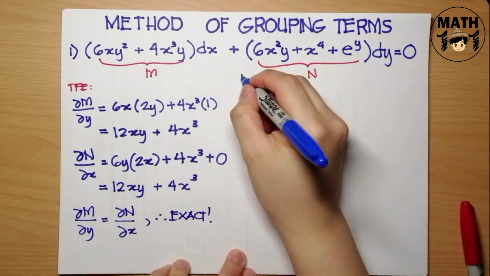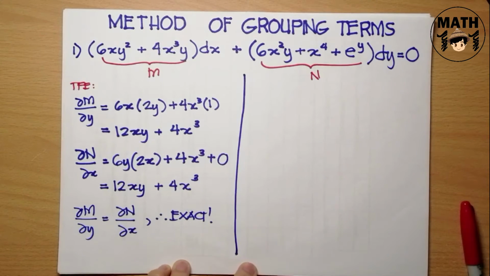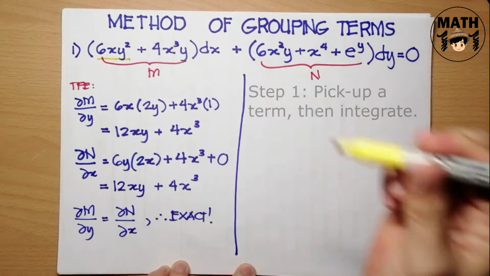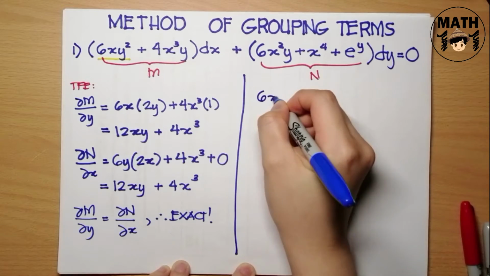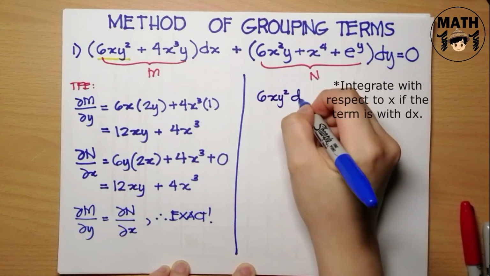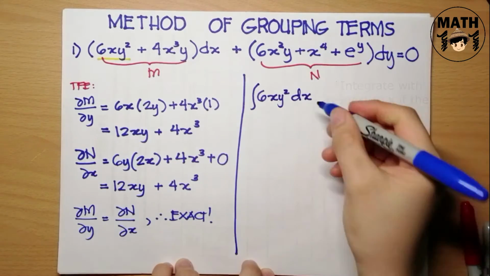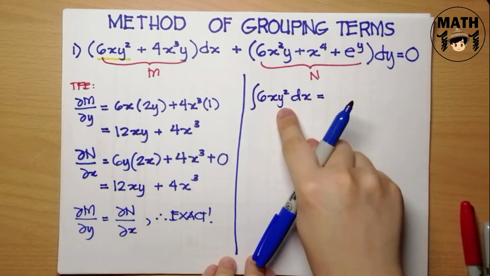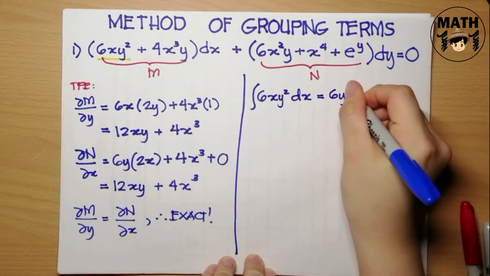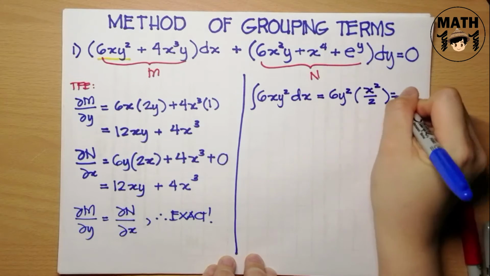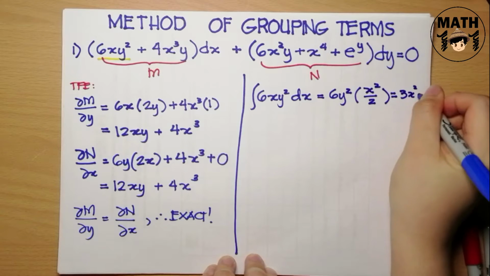How can we apply the method of grouping terms? The first step is to pick up a term, then integrate it. Let's pick up this first term, 6xy squared. Dahil kasama siya ni dx, i-integrate natin siya with respect kay x. So 6xy squared kasama si dx. This is equal to, si y squared ay taken as constant. Then the integral of x is x squared over 2. Simplifying this, 3x squared y squared.